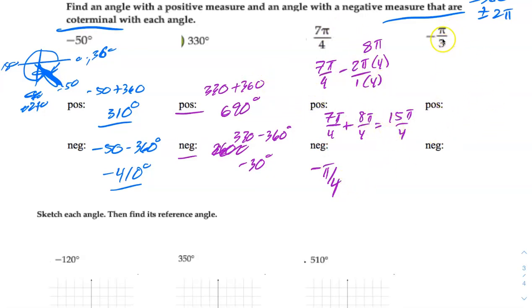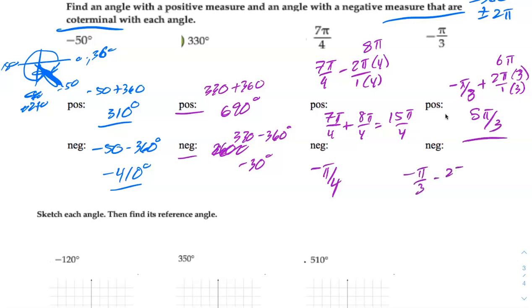The next one is already negative. To find the positive coterminal, we're going to add 2 pi because we're in radians. But you want a common denominator, so 3 over 3. 6 pi over 3, so I get 5 pi over 3. And then if you want a negative coterminal angle, we're just going to subtract 2 pi. Common denominator, so I get negative 7 pi over 3. And those are coterminal angles.